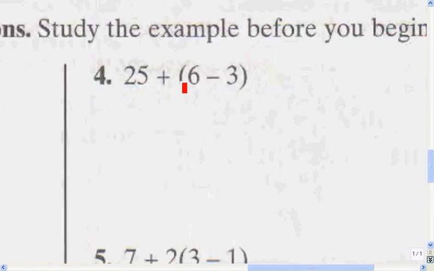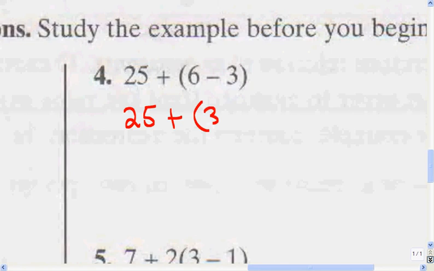Now we're going to do, again, what's inside the parentheses first. So we have 25 plus 6 minus 3. 6 minus 3 is 3. Since there's nothing to multiply the 3 by, we're just going to remove the parentheses. That's going to give us 28.